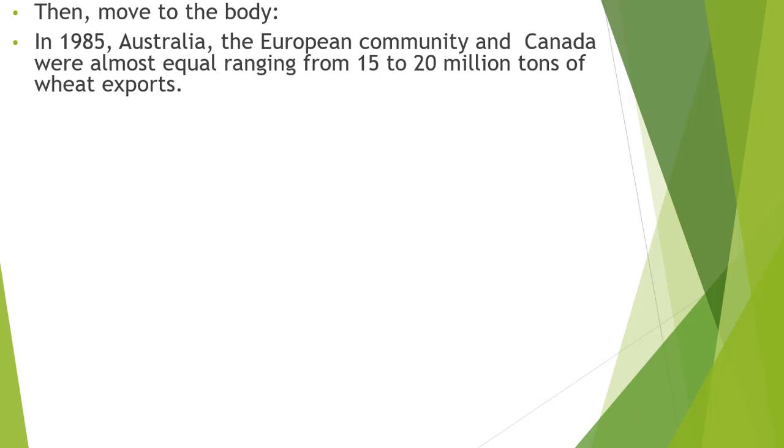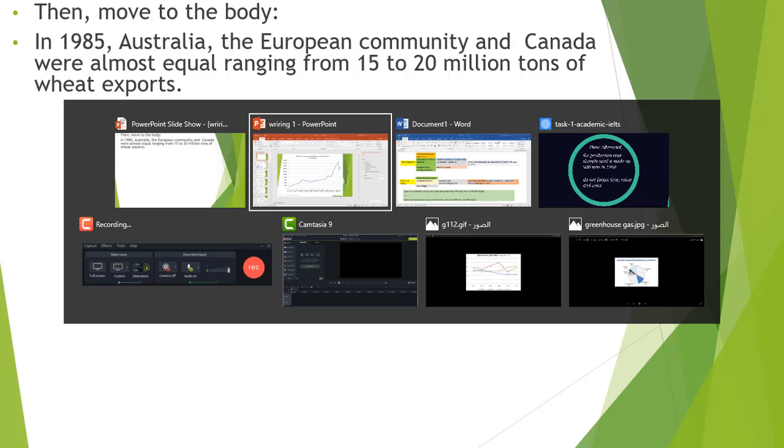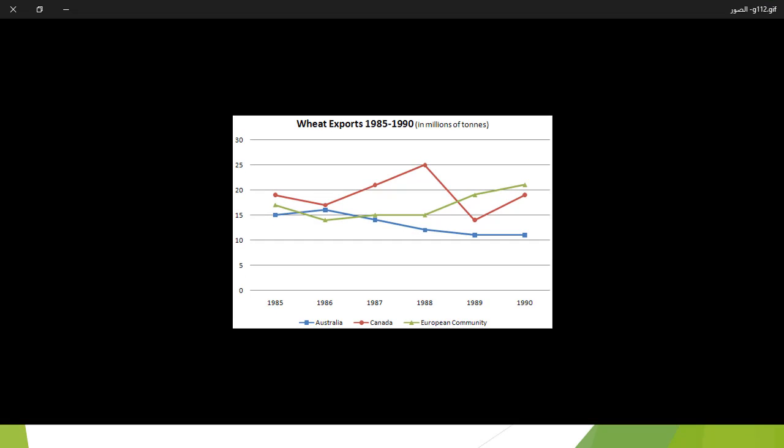You start with the starting point. In 1985, this is the start point. Australia, the European Community, and Canada were almost equal, ranging from 15 to 20 million tons of wheat exports. Here is the line graph. They all started at similar points, okay?